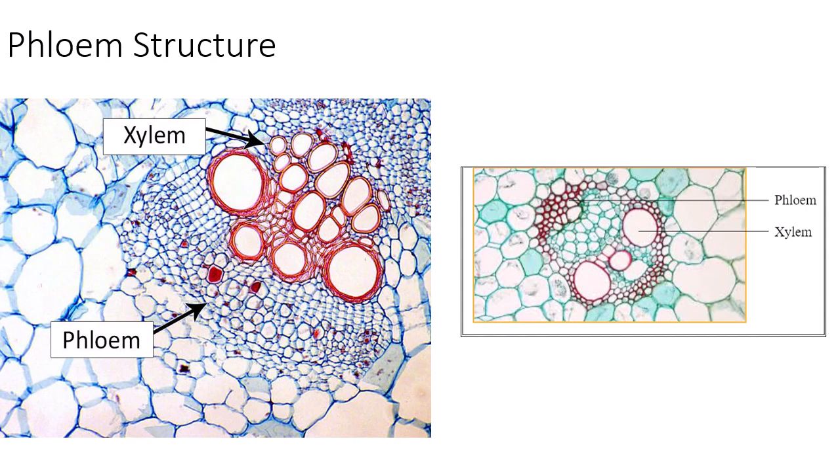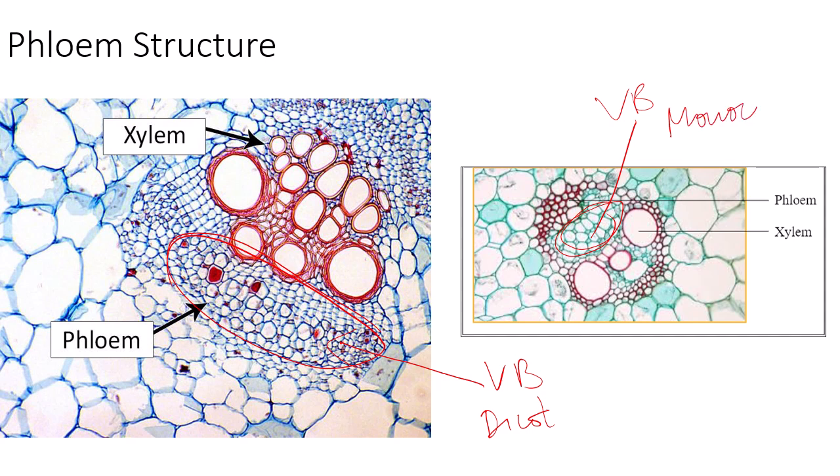The structure of phloem can be seen in this picture. This is actually the patch of phloem in the vascular bundle of a dicot stem, and here you can see this patch in the vascular bundle of a monocot stem. Because it consists of different kinds of tissues, this is called a complex tissue.